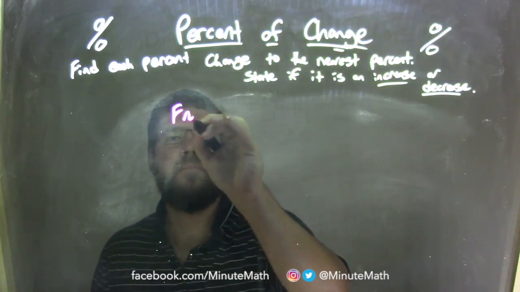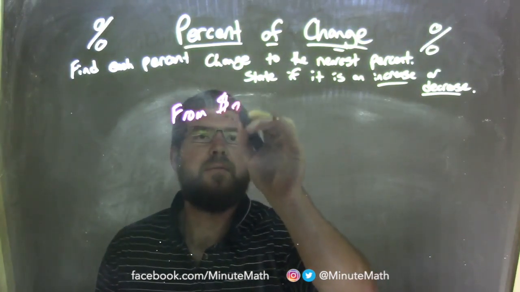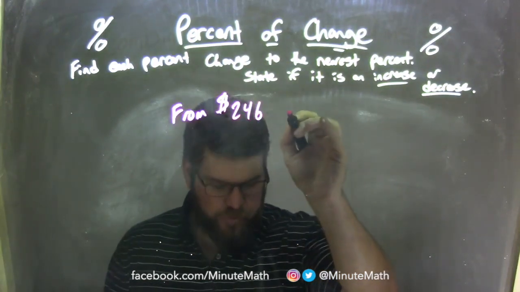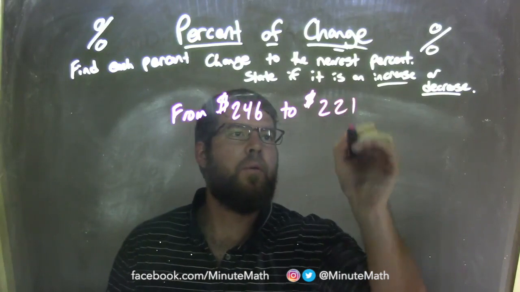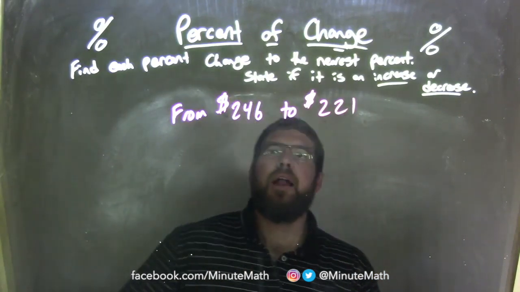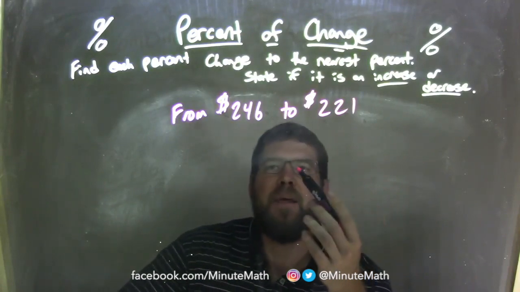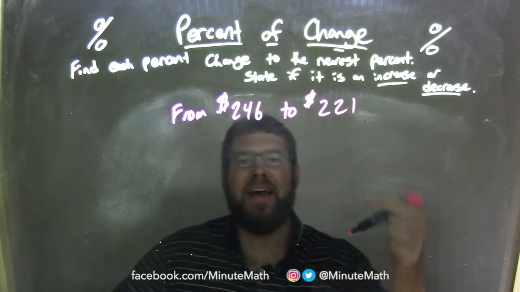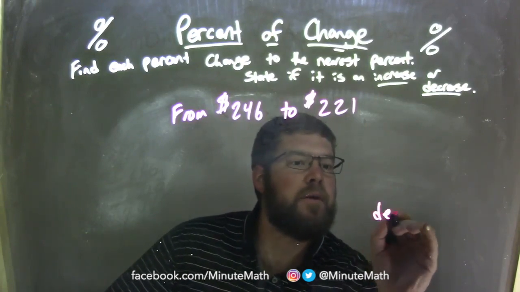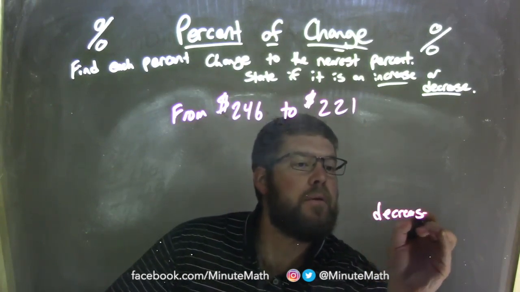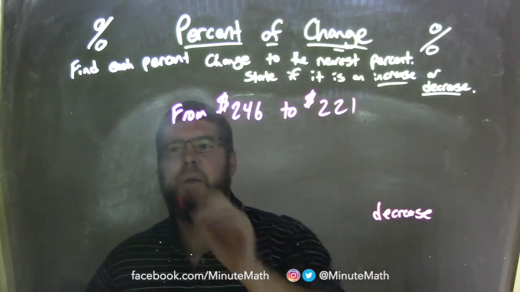From $246 to $221. And I wanted to find the percent increase or decrease. Well, first let's look at it. 246 to 221, that is a decrease. It's going down. I'm not yelling timber. Decrease. So it's a decrease here. So now we need to find the difference between these two numbers.